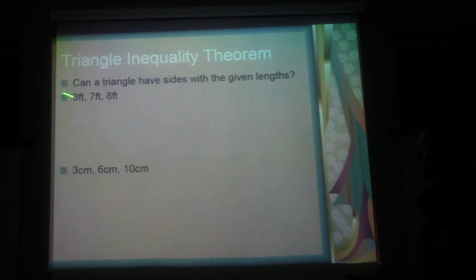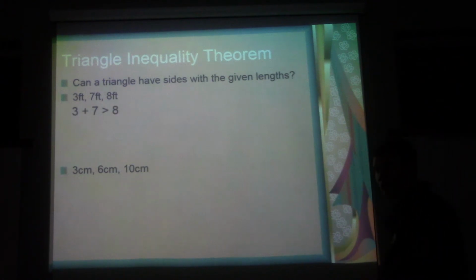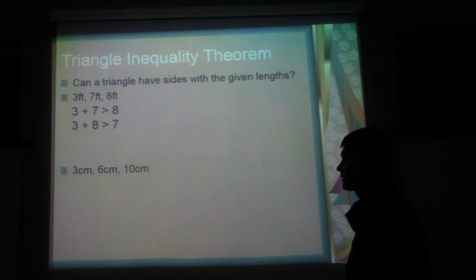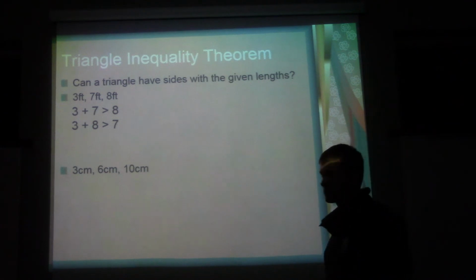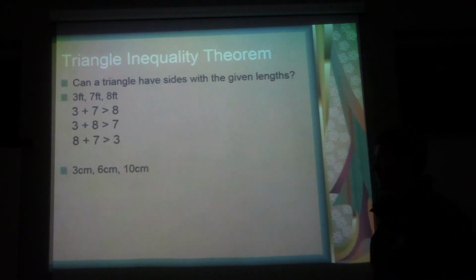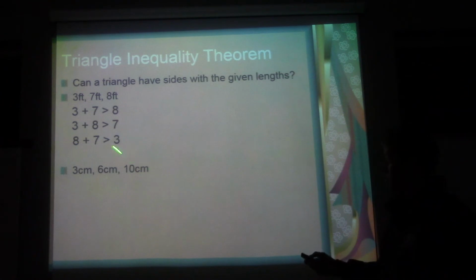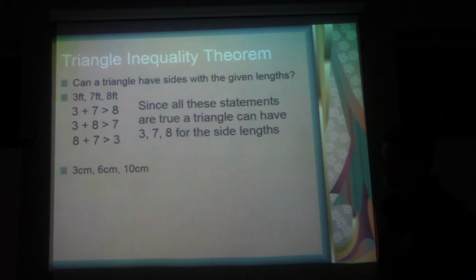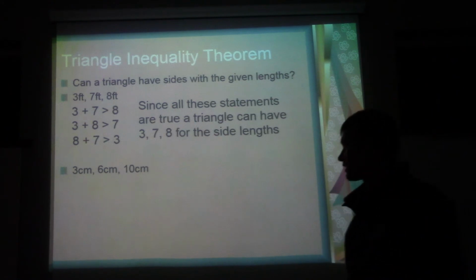So if I look, can this work out? So you go ahead and check. 3 plus 7, is that greater than 8? Yep. Next one, 3 plus 8, is that greater than 7? Yes. 8 plus 7 is greater than 3? Yes. So this can work for sides of a triangle because our rule works. The two sides are greater than the other side.